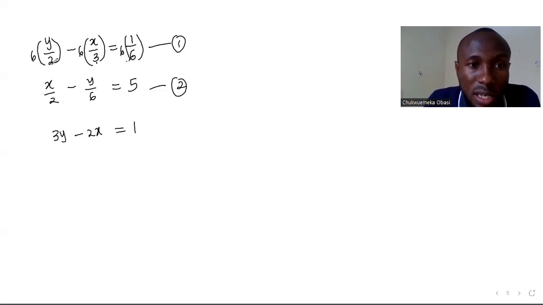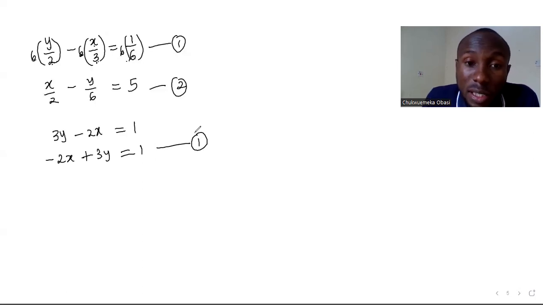Multiply everybody by 6. And now 2 divides 6, you have 3, and 3 multiplies y, you have 3y. If 3 divides 6 here, you have 2, and 2 times x is 2x. If 6 divides 6, you have 1, and 1 times 1 is 1. You see, everybody is fine now. And I would quickly like to arrange the x to be in front. So I have -2x plus 3y is equal to 1. So I will call this equation 1, right? Yes, this is just the refined form of equation 1.